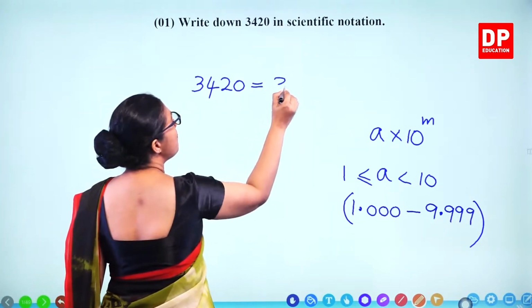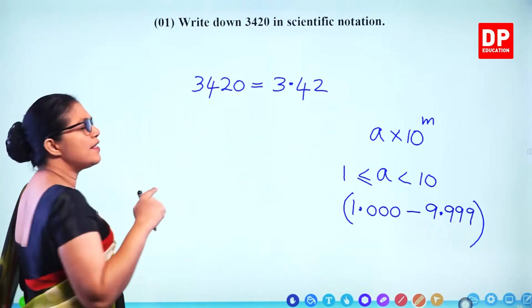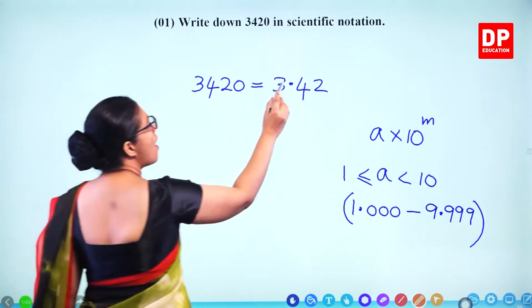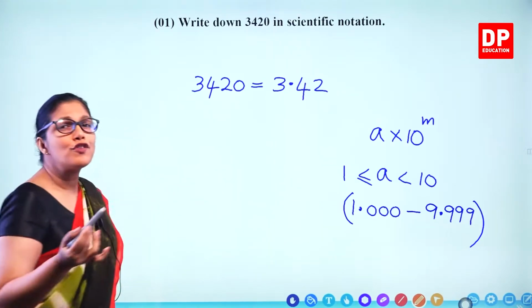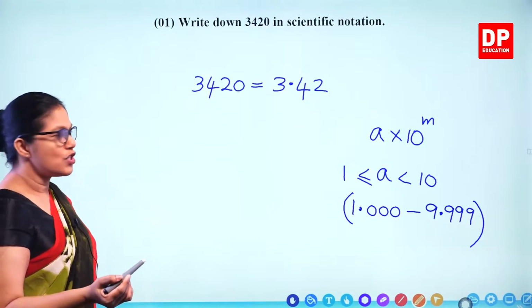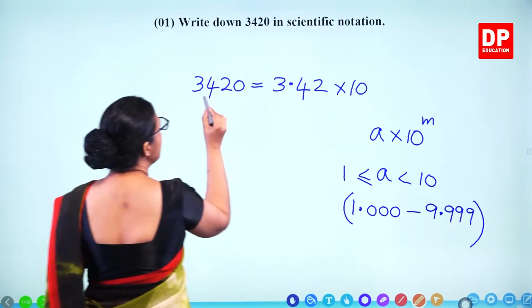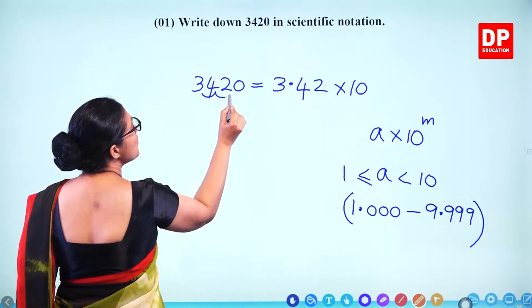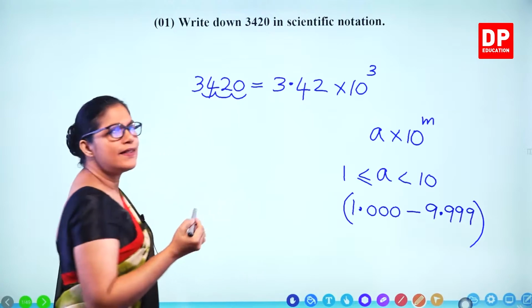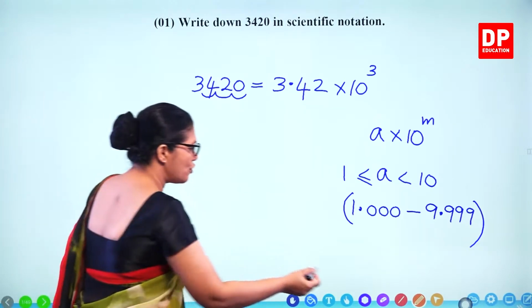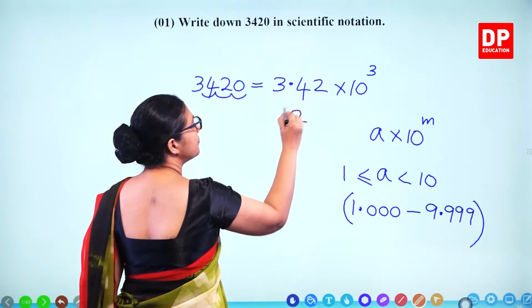What's the number less than 10? That's 3.42. You don't need to write down this decimal because after the decimal point, you can write any number of zeros but the value is not changing. So, 10 to the power, how many places we are moving? 3 places. So, that's power 3. So, 3.42 into 10 to the power 3. So, you get 2 marks for that.